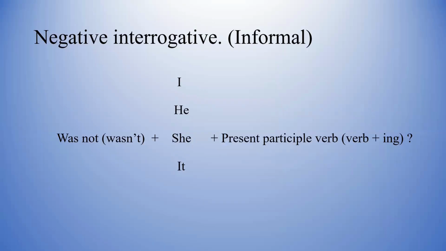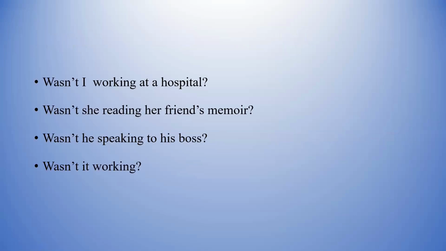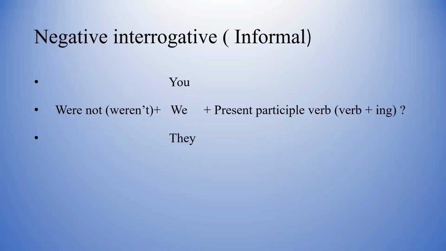Negative interrogative. There are two structures, informal and formal. In the informal structure, we take was not, if not wasn't, to the front and keep the sentence as it is. Look at the examples. Wasn't I working at the hospital? Wasn't she reading her friend's memoir? Wasn't he speaking to his boss? Wasn't it working?